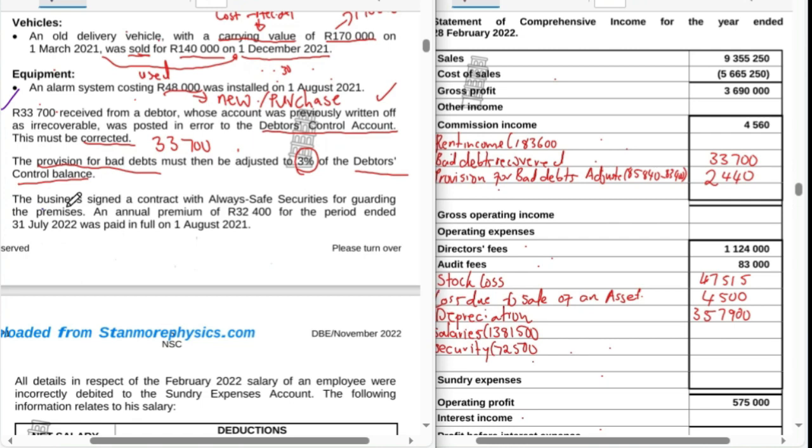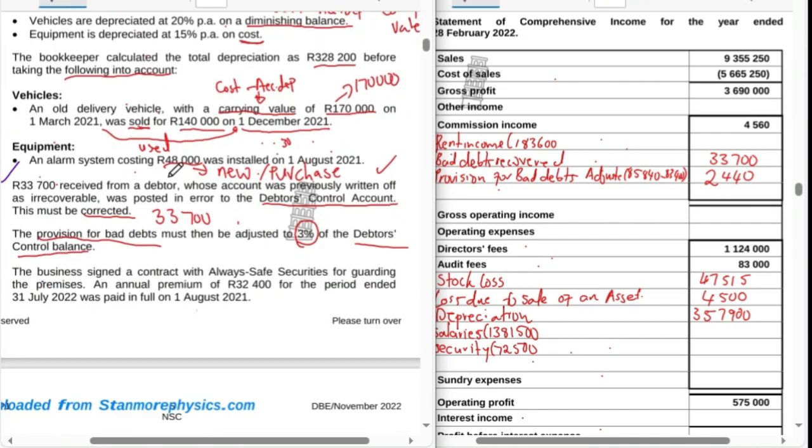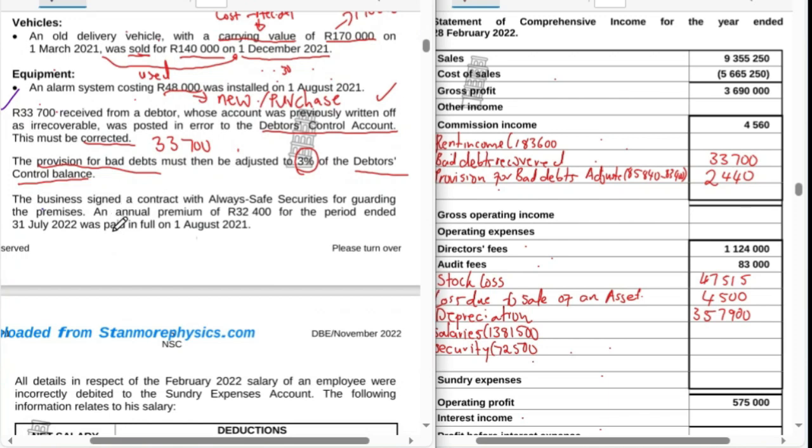So guys, in this case, this is where we are going to apply our timeline. So now it says that we have signed the contract with Always Save Security, and then we paid an annual premium, which is annual premium, we know it's a 12 months period. Annual premium, it's 12 months.